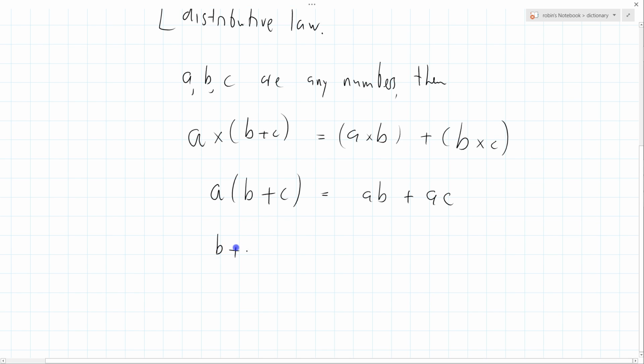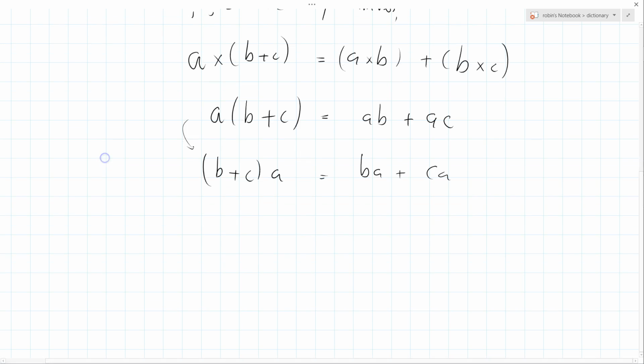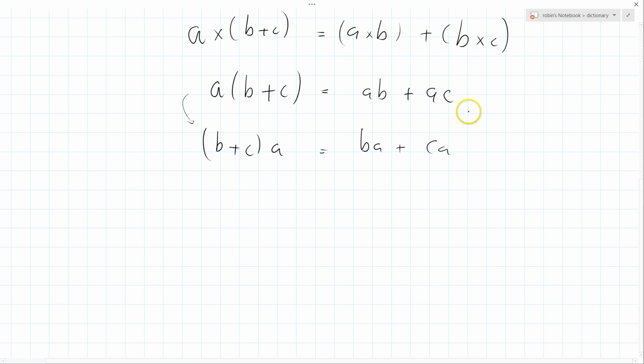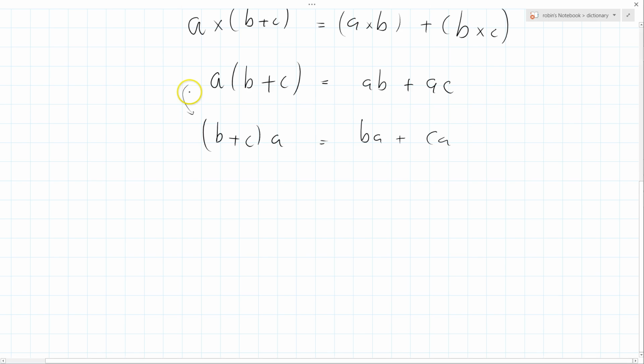Technically you need a right distributive law as well, (B + C)A equals BA plus CA. But that's just the same as this, it's just you've written it in a different order. Certainly the same for real numbers. Mathematicians need it, but we won't worry about it. It's quite easy to see why that's the case.